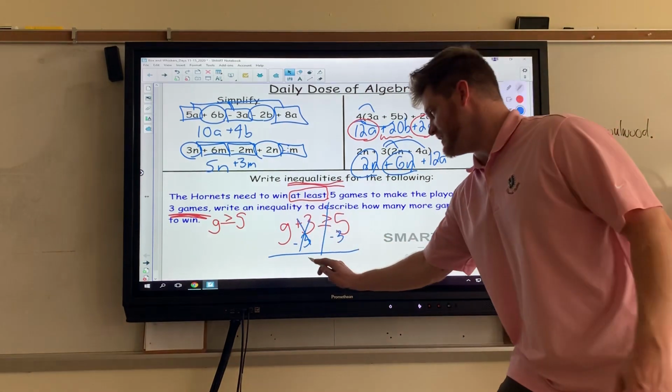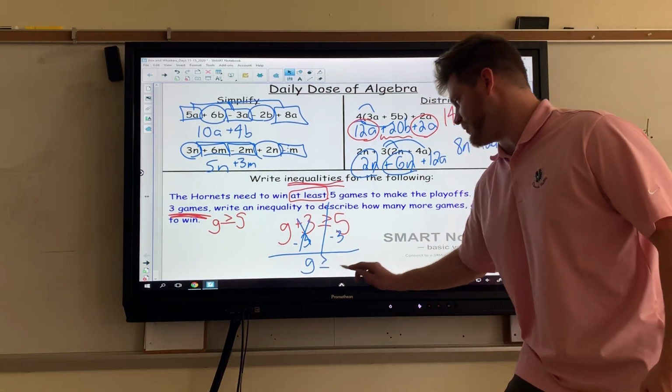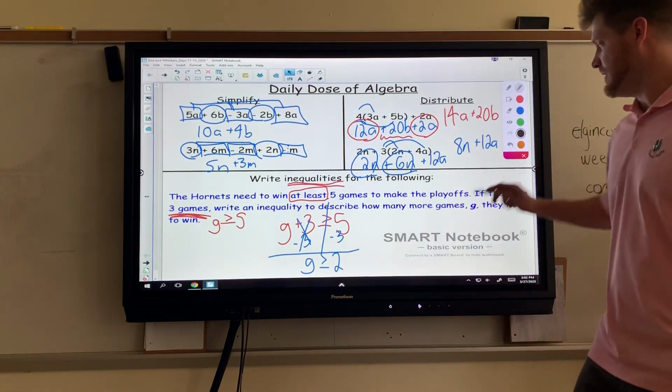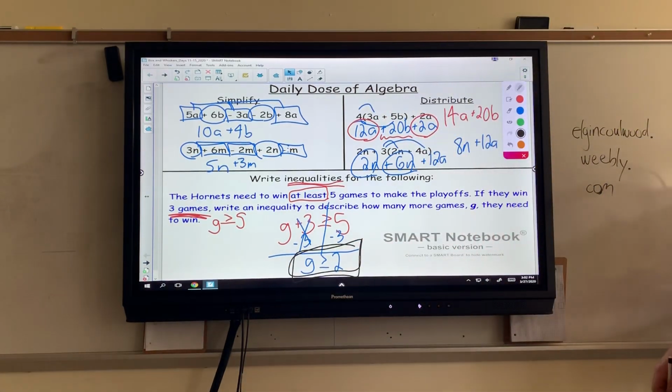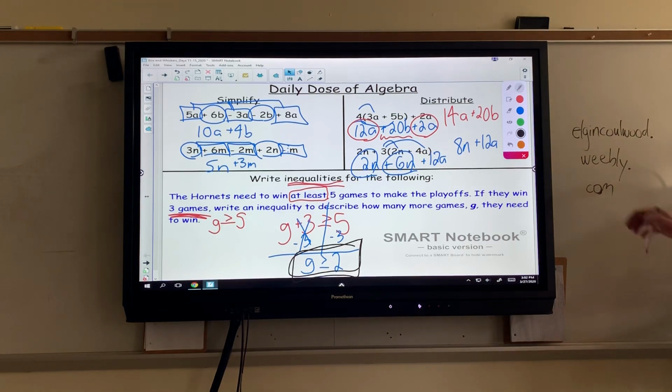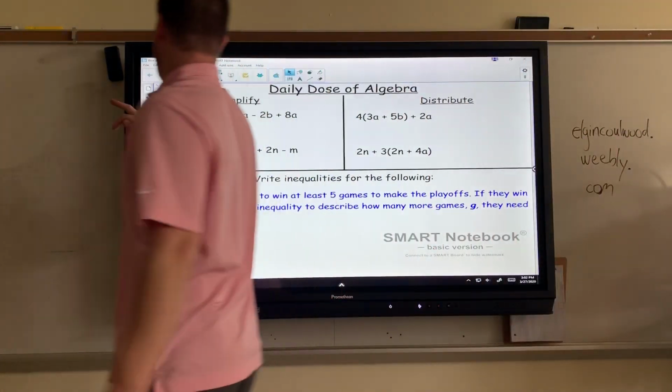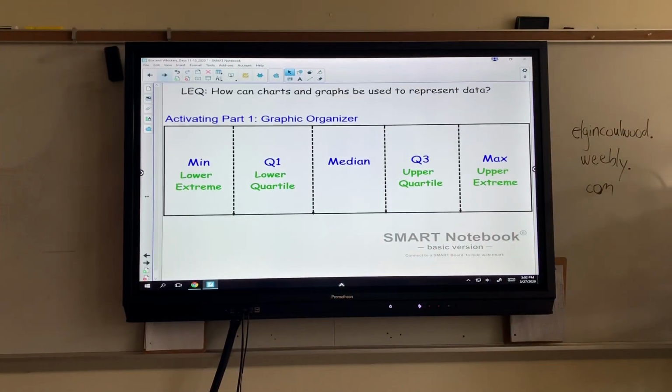Those 3's cancel. And G is going to be greater than or equal to 2. So your final answer, the inequality, is going to be G is greater than or equal to 2. That means they need to win 2 or more games in order to make those playoffs. Now, getting into the new part of the lesson, we're going to be going over box and whisker plots.